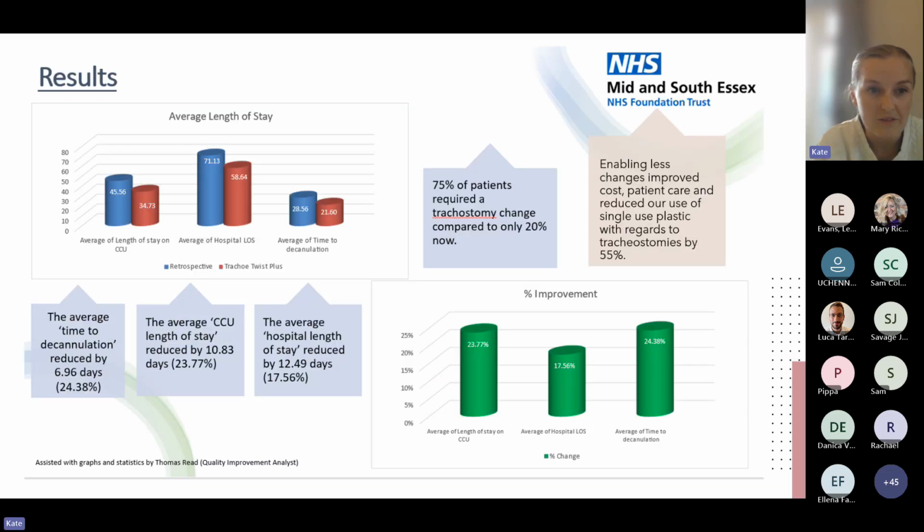Then these were our results, which were quite surprising. The average time to decannulation reduced by 24% for our patients just by changing from one brand to another, and our average length of CCU stay reduced by 23%. It also impacted our hospital length of stay, which we were quite surprised at. This reduced by 17%. Interestingly, previously 75% of our patients required a tracheostomy change, compared to only 20% once we changed to the Tracheo Twist Plus tracheostomies.